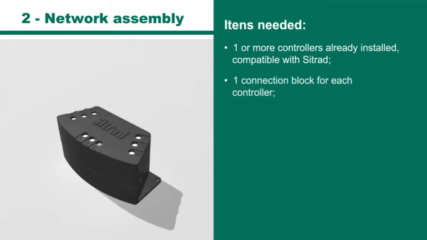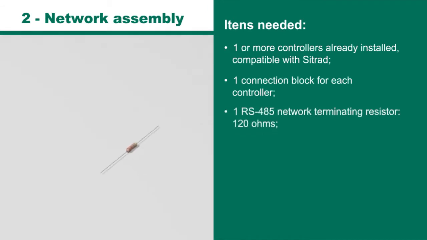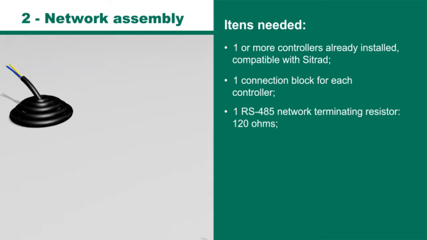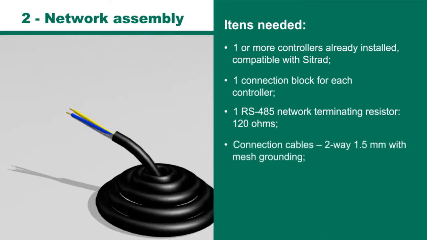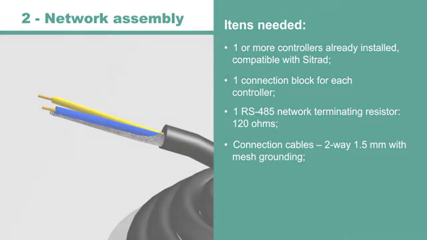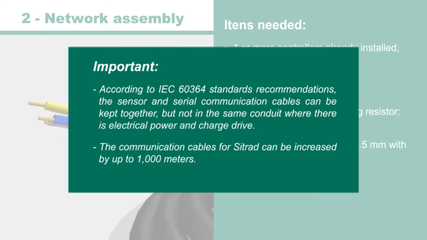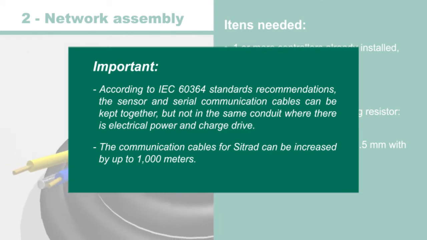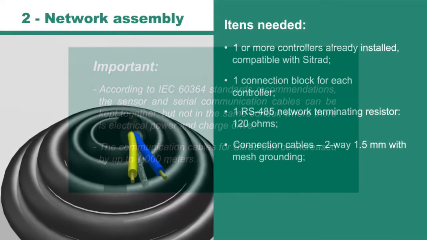You will need a connection block for each controller, a terminating resistor of 120 ohms for the RS485 network, and two-way 1.5 mm connection cables with mesh grounding. Important: according to IEC 60364 standards recommendations, the sensor and serial communication cables can be kept together, but not in the same conduit where there is electrical power and load drive. The communication cables for Sitrad can be extended up to 1,000 meters.